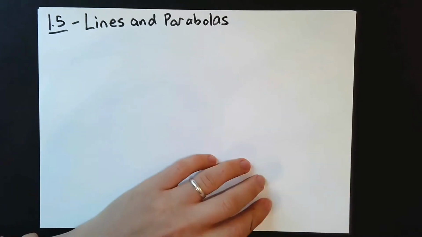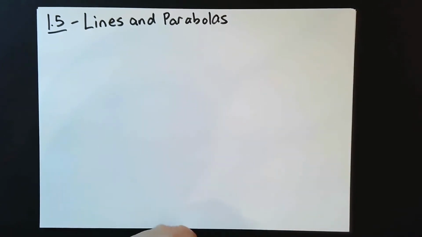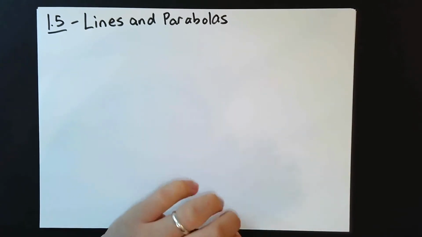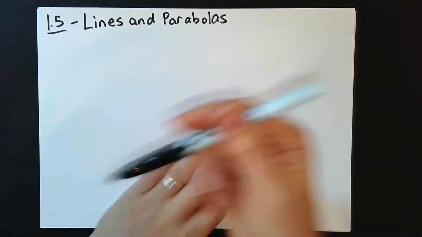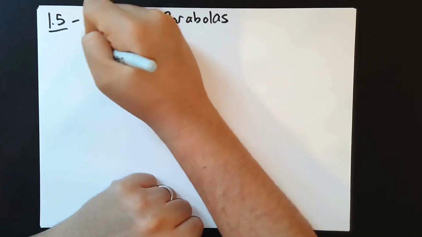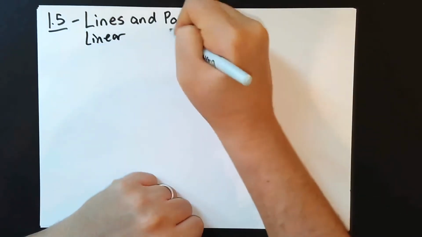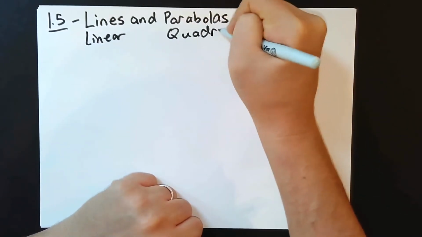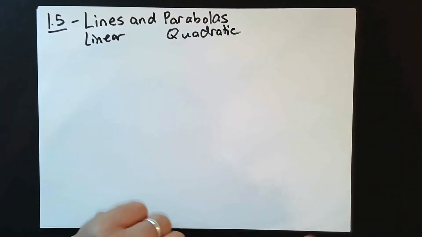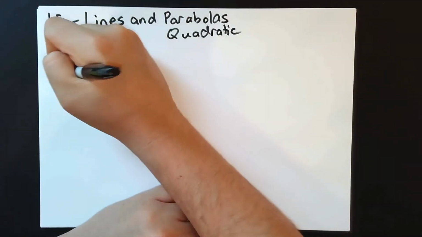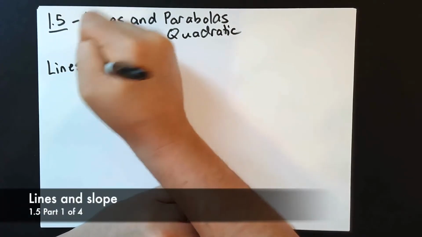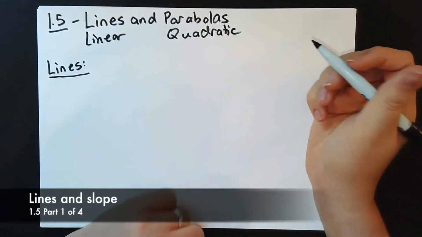In this section, we're going to talk about the graphs of the two types of functions you probably know the most about, which are lines and parabolas, or if you prefer, you could say linear functions and quadratic functions. So let's start with lines, which are probably the thing in your mathematical career that you've thought about the most.